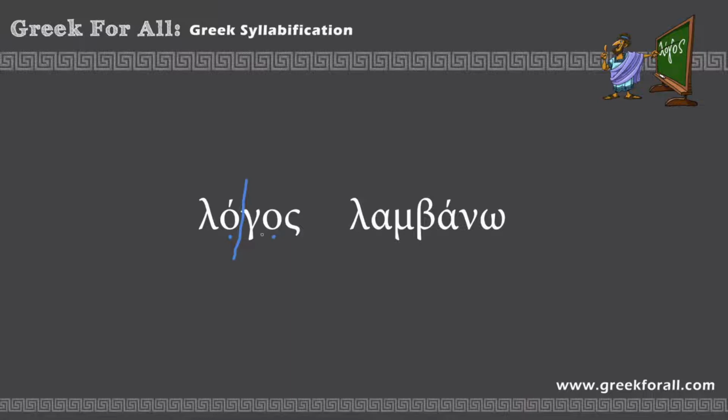Logos, a word. Another word: we have 3 vowels here, alpha, alpha, and omega. So this word will have 3 syllables. We have double consonants right here, mu and beta, so we will need to split it right in between. And we receive lam, ba, another syllable after a vowel: lambano. So 3 syllables and 2 syllables.